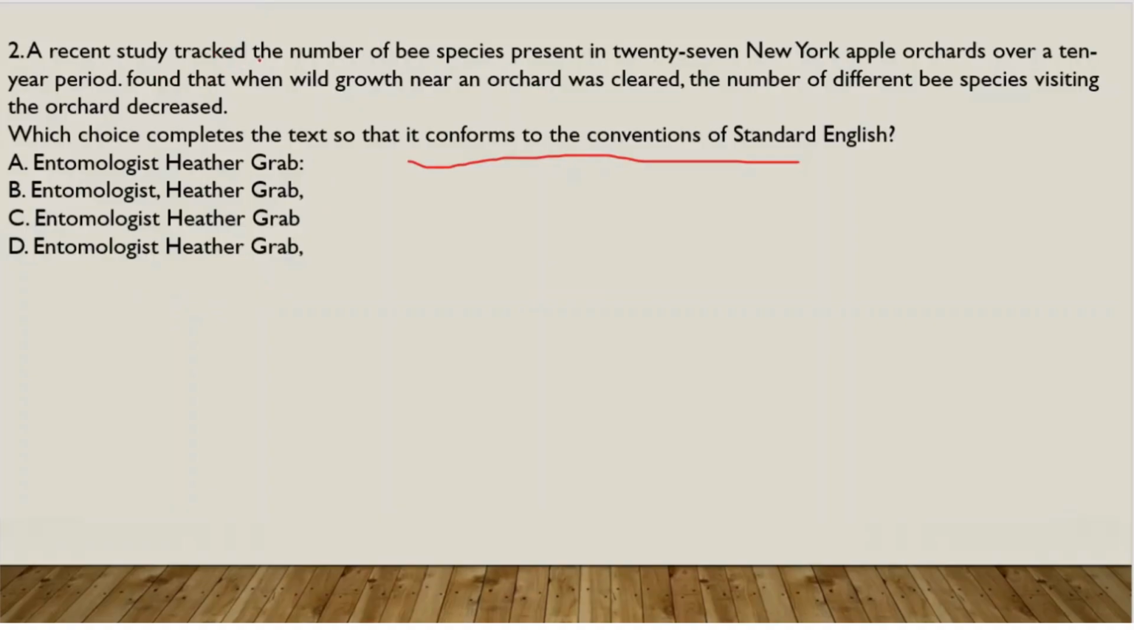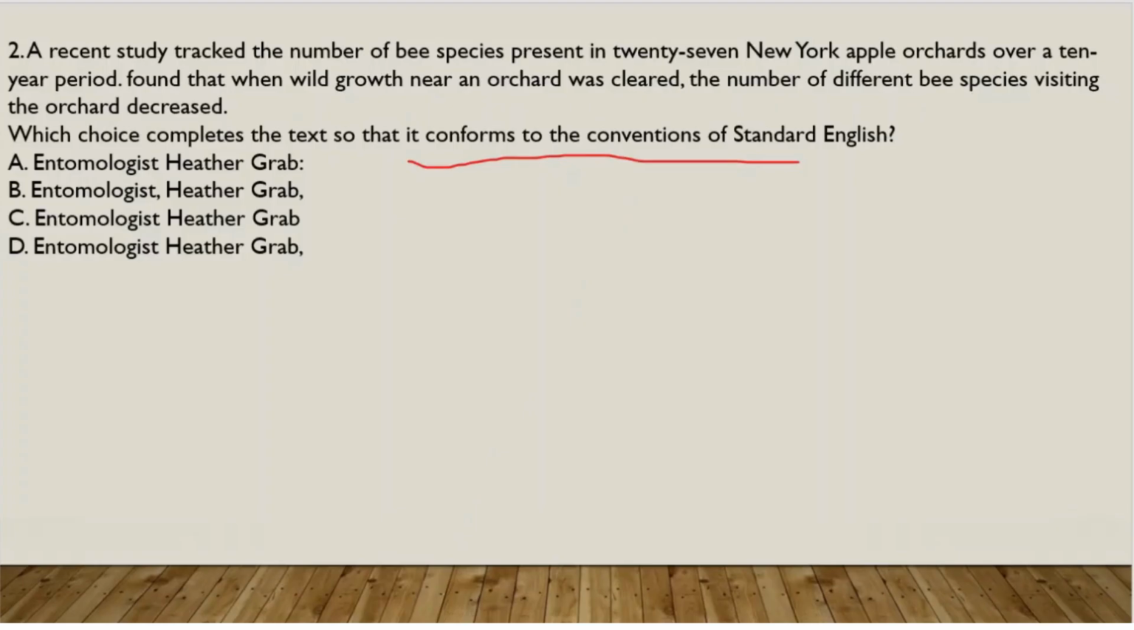A study tracked the number of species present in 27 New York apple orchards over a period. Found that when wild growth near an orchard was cleared, the number of different bee species visiting the orchard decreased. So we just complete the text so that it conforms to the conventions of standard English.